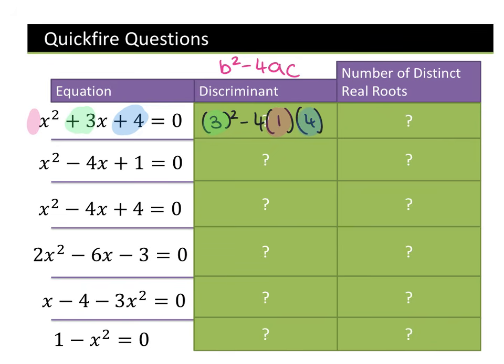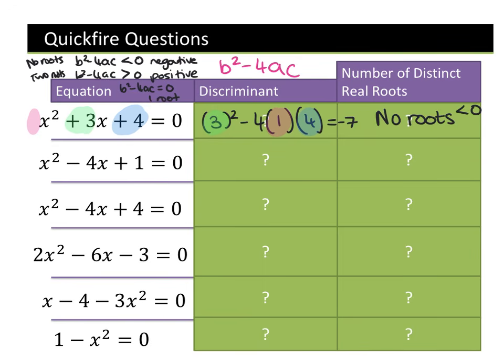If we do this, we're going to get 9 minus 16. 9 minus 16 is minus 7. This is less than 0. If it's less than 0, we have no roots. You've got 1, 2, 3, 4, 5 to do. Off you go.